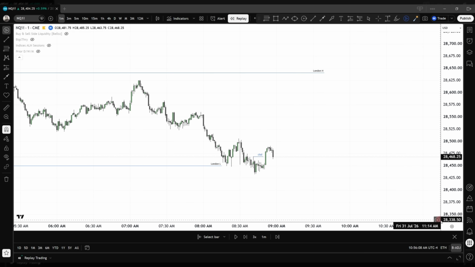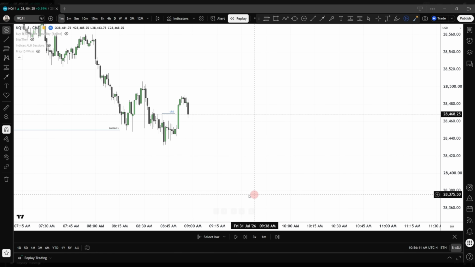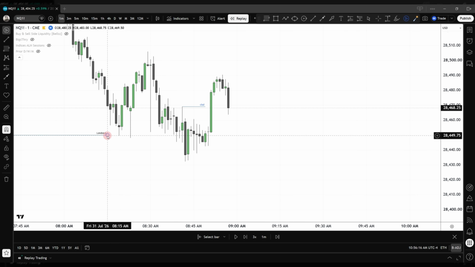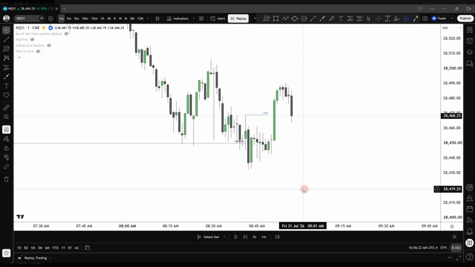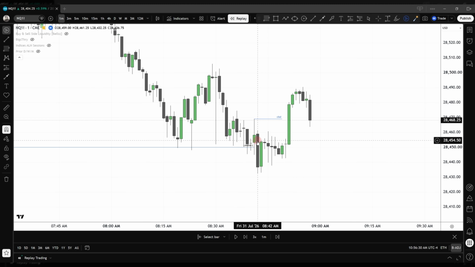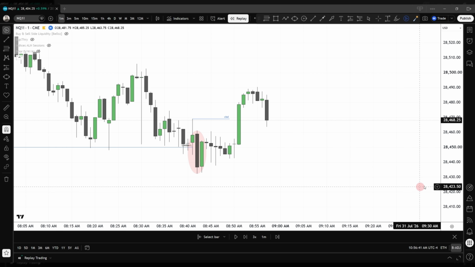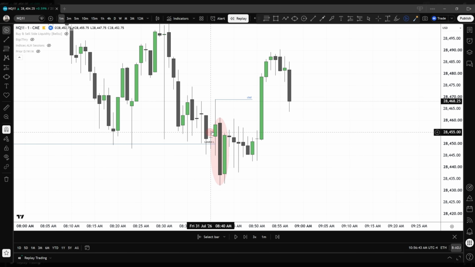So how do we safely get onside to catch that move? Well, if you consider the London low as a POI, a point of interest, look for the candle that breaks through that POI. And here's our down close that closed through that POI. Next, so this is my important candle.